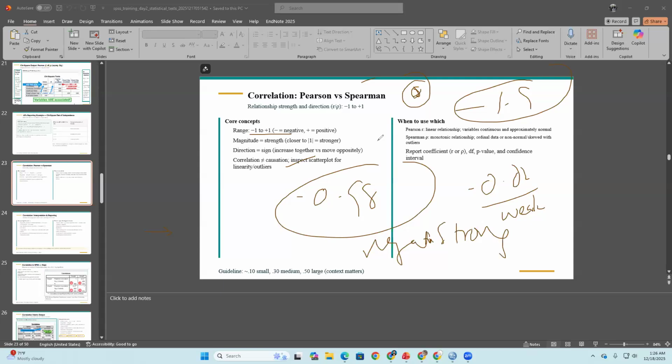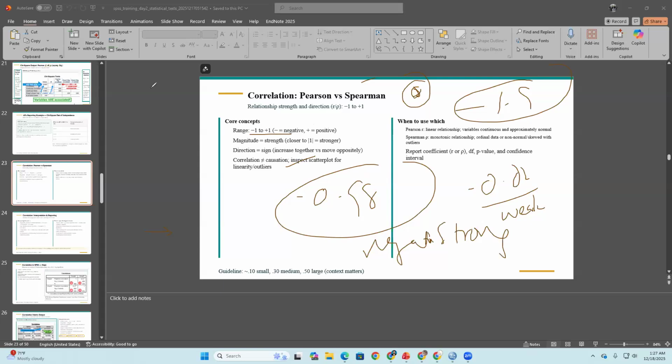The sign shows the direction. Keep in mind, correlation doesn't mean there is causation. Your values for the correlation range from -1 to +1. So how are we going to perform this correlation analysis? Keep in mind, it depends on whether the data is ordinal or non-skewed.